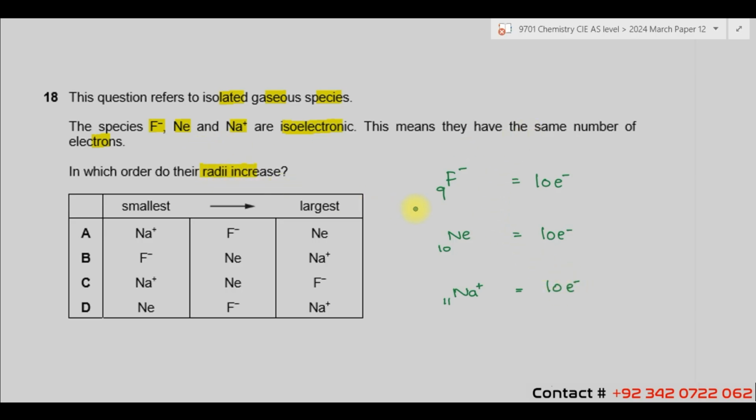Now radius depends on the nuclear attraction. So cation always has the smallest radius as compared to anion. Anion always has the largest radius. So in between them, it is neutral. When you have same number of electrons, you can use this reference that cation is always the smallest and anion is the largest. So smallest should be Na positive and largest should be F negative. Neon is neutral, so it should be in the center. Correct answer is C.